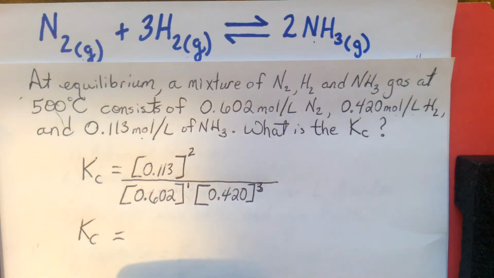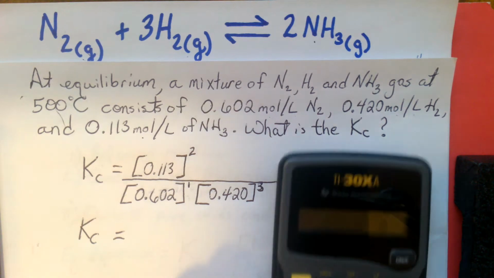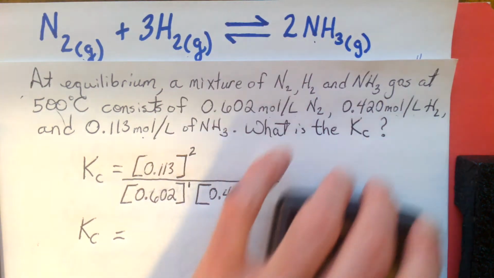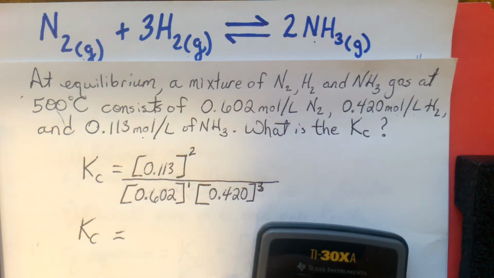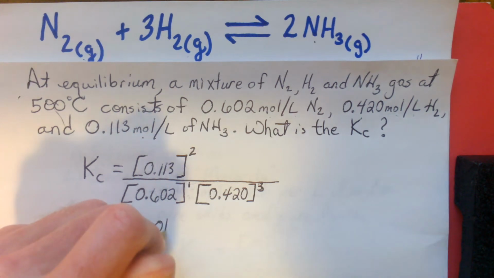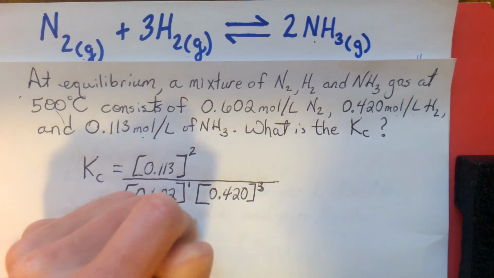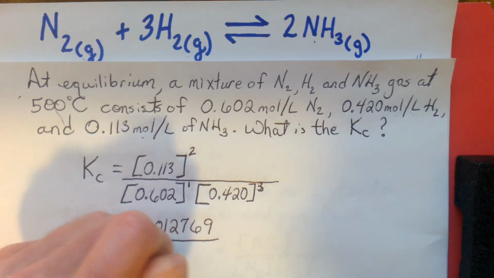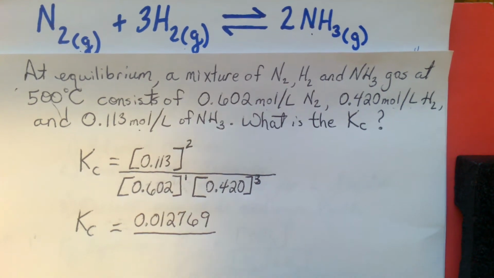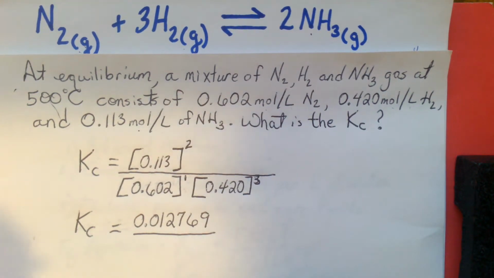So we have 0.113. It's kind of hard to see the screen, let me just put it over here. Squared. So 0.113 squared comes out to be 0.012769. Now, I am ignoring sig figs on my intermediate calculations because I'm going to round at the final answer. And then our denominator here, let's go 0.420.